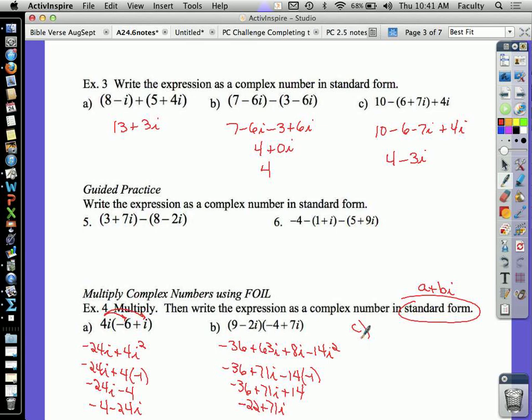Now I want you to add a letter C here, because this is going to lead me into my next topic. I want you to go ahead and FOIL 5 plus 2i times 5 minus 2i. Again, try letter C. Use FOIL. 5 plus 2i times 5 minus 2i.